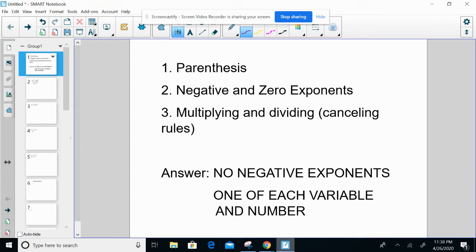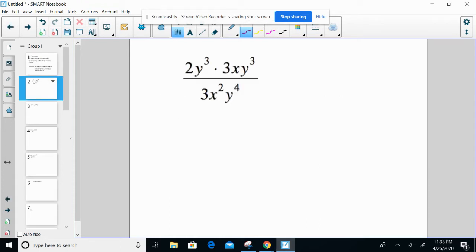And you should have one of each variable. As in, if you have a whole bunch of x's and y's, in the end, you'll have one x, but maybe with an exponent, and one y with an exponent. So what I mean is one base. So here we go. Let's do it. Here are the problems. I already put the answers in the document, so let's just roll right through.